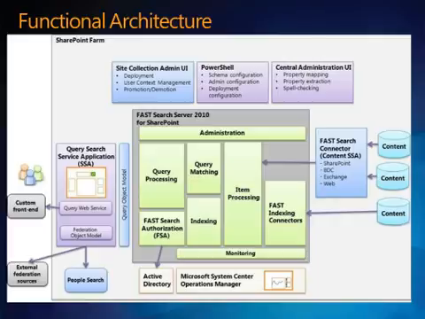The FAST Search Connector, or Content SSA. The FAST Search Connector is a search service application that retrieves content for indexing from SharePoint farms and other content repositories. You install and deploy this SSA on a SharePoint application server.